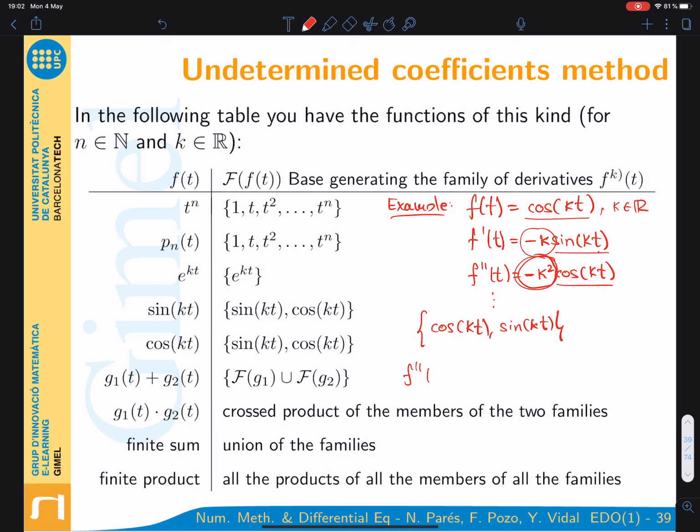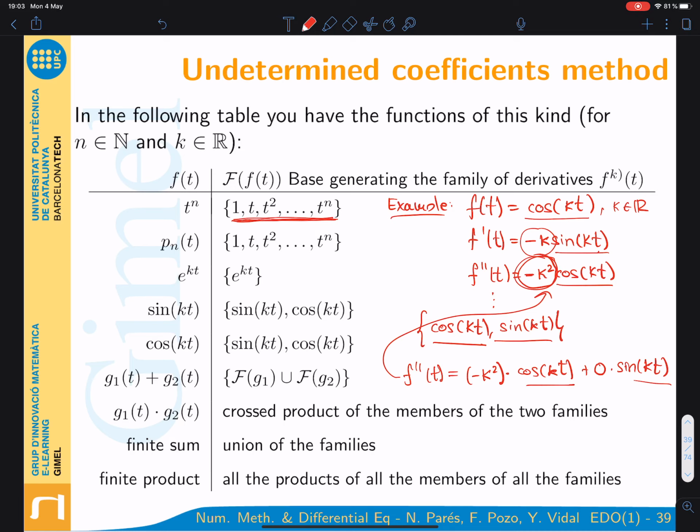For example, f prime prime of t can be reproduced using minus k squared as the constant that multiplies the cosine here, plus 0 times the sine function. So this is a linear combination of cosine and sine that allows us to rewrite this function. I hope the idea of finite family of derivatives is clear. The finite means that the number of functions we have in the basis is finite.